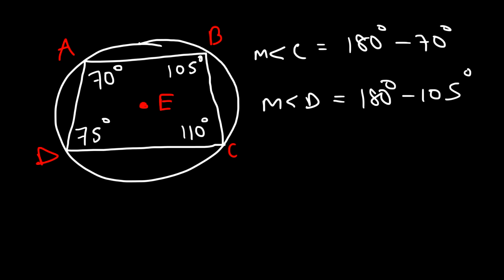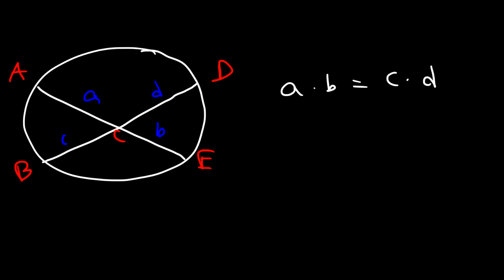So a polygon is inscribed in a circle if all the vertices of the quadrilateral or polygon are on the circle. So we can describe it both ways. We could say that quadrilateral ABCD is inscribed in circle E, or we could say that circle E is circumscribed about polygon ABCD or quadrilateral ABCD.